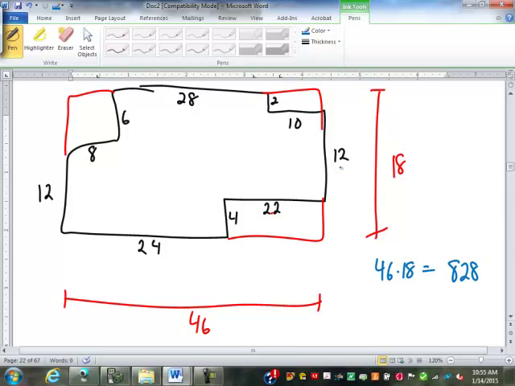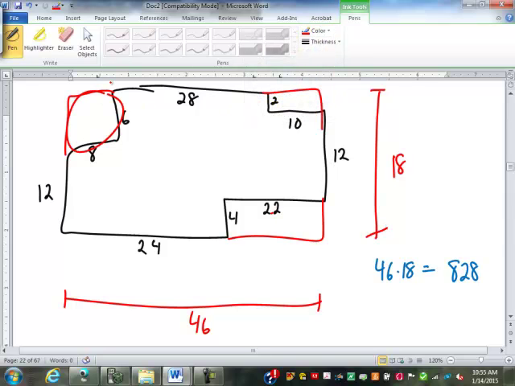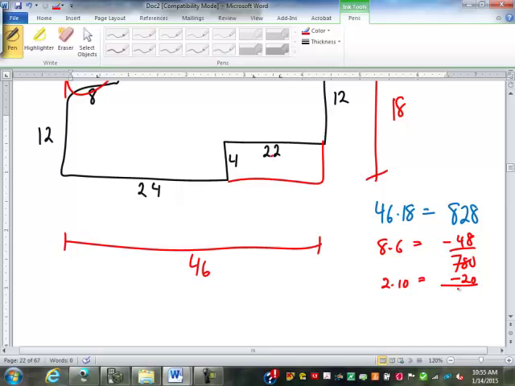And then I'm going to subtract out each of these little pieces. This one is 8 by 6. That's minus 48, so that's 780. This one's 2 by 10, so that's minus 20, so that's 760. This one's 4 by 22, which is 88. So subtract that out, that is 672.